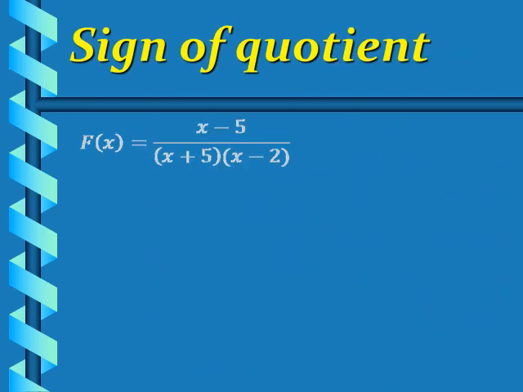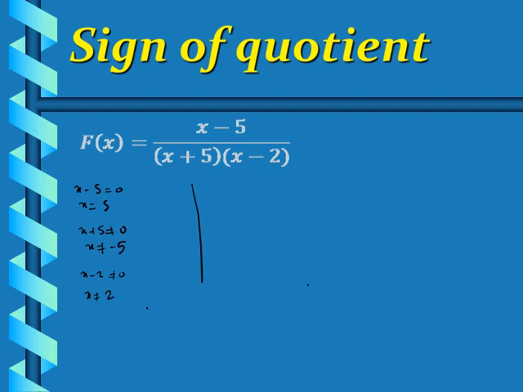Sign of quotient. Study the sign of f of x. F of x equal x minus 5 over x plus 5 times x minus 2. X minus 5 equals 0, so x equals 5. X plus 5 and x minus 2 are in the denominator, so x is different than minus 5. X minus 2 different than 0, so x different than 2.